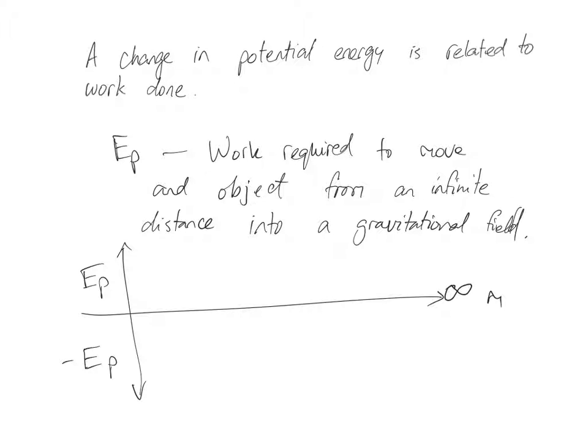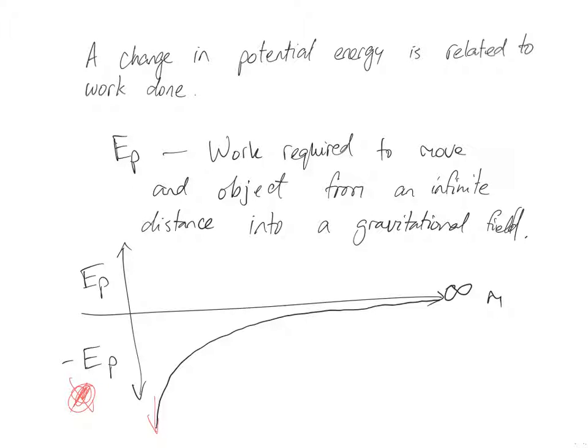As an object comes into a gravitational field, we say it comes from zero potential energy. If it's at an infinite distance, it doesn't have the potential to fall to the planet that we're talking about. So it's at zero. As it gets closer to the surface of the planet, it decreases in potential energy. So we get a graph like this. And remember, the more negative the value on this side, the further down you get here.